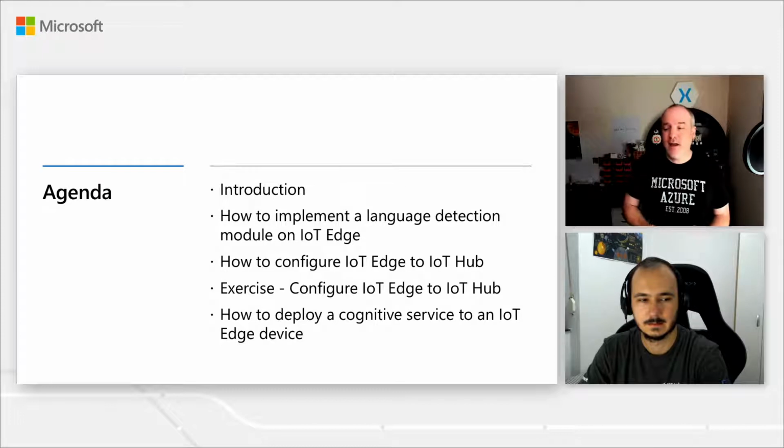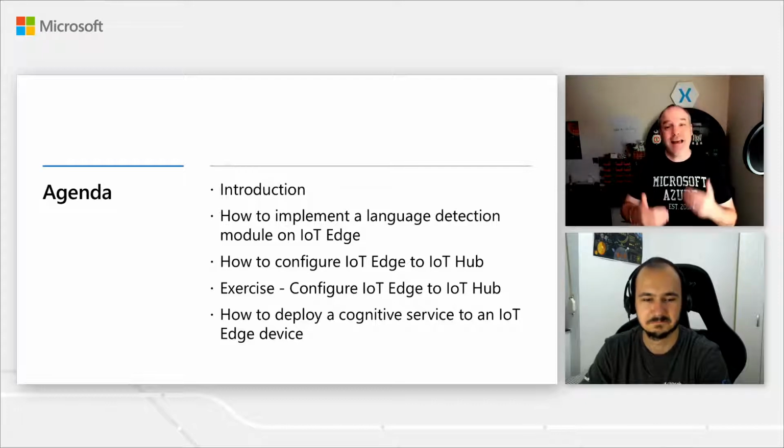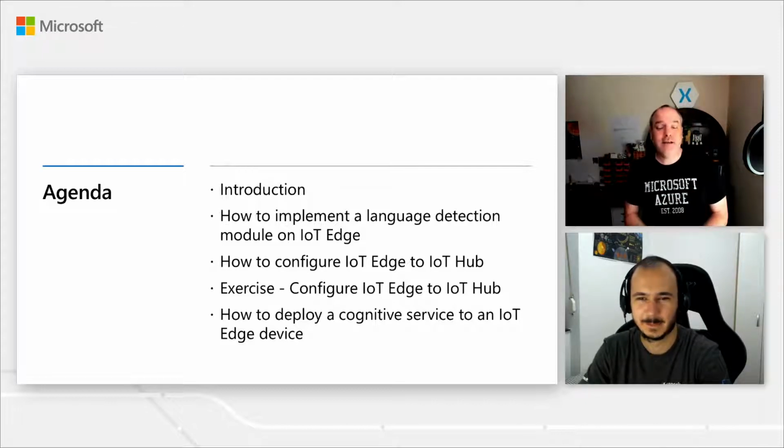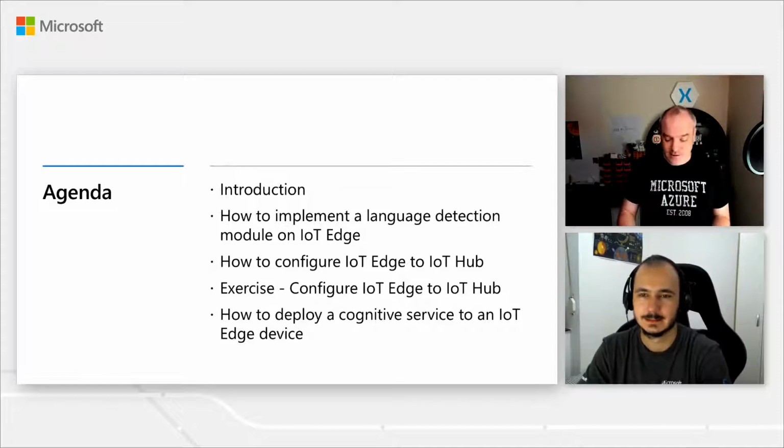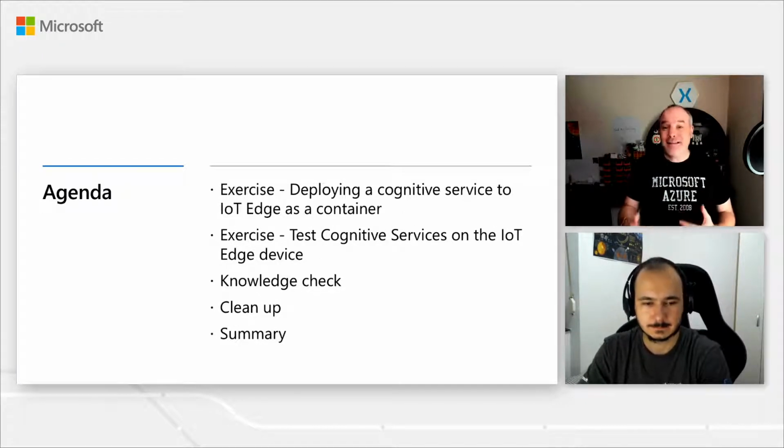And the way we're going to do this is, here's an agenda for what we're going to work through. We're going to introduce why we might do this, come up with a scenario as to why this might be useful. We're then going to talk about how we're going to implement a language detection module on IoT Edge, and then how to configure our IoT Edge devices and IoT Hub. Then we're going to have an exercise, get hands-on and actually configure the Edge device and IoT Hub. Then we're going to talk about how we deploy a cognitive service to an Edge device. Then we're going to get hands-on actually doing it, deploying it. Then hands-on again, and we're going to test it. We're going to show how it all works.